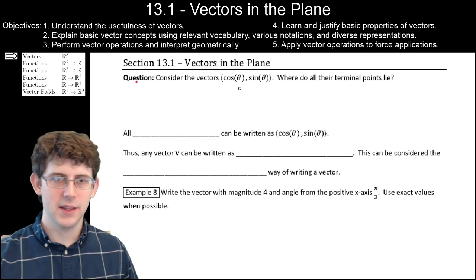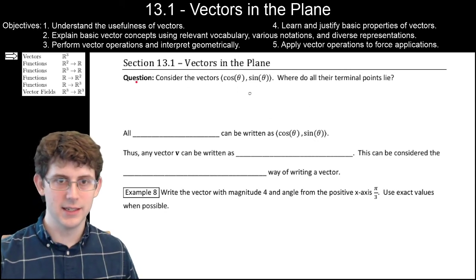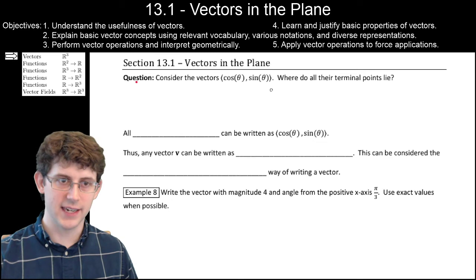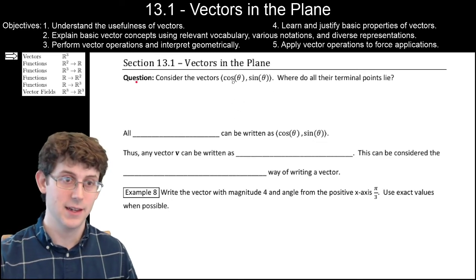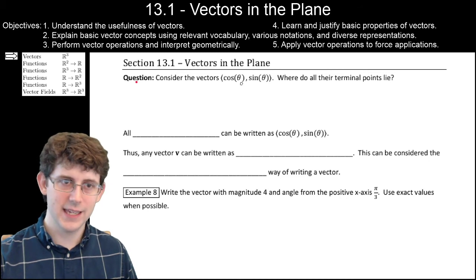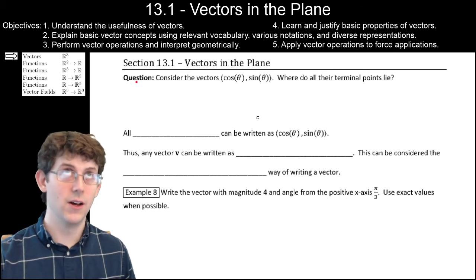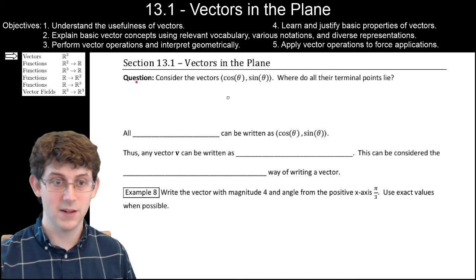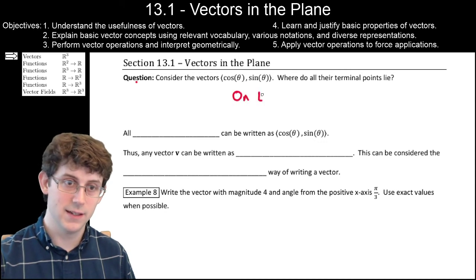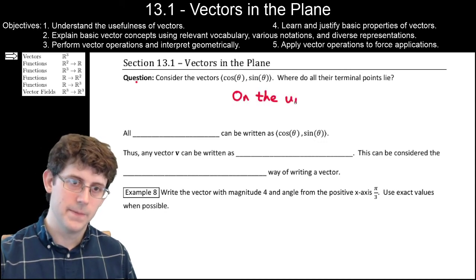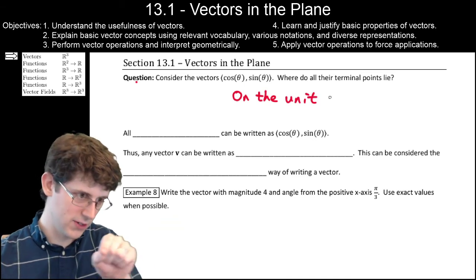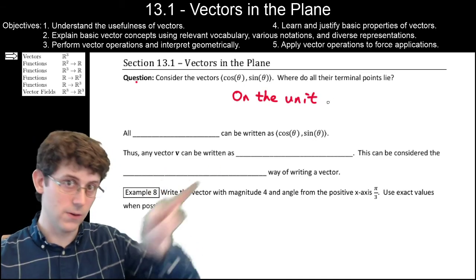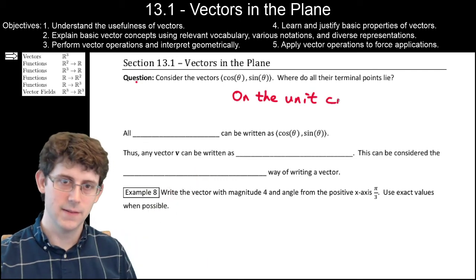Okay, so let's go to the last page of this section. So consider this vector. This is a kind of vector that we'll work with a lot. They're called direction vectors. The vector cosine theta, sine theta, you saw all throughout trigonometry, all of their terminal points lie on the unit circle. So the vector cosine theta, sine theta picks an angle and goes over and up just enough to go 1 unit out in that direction on the unit circle.